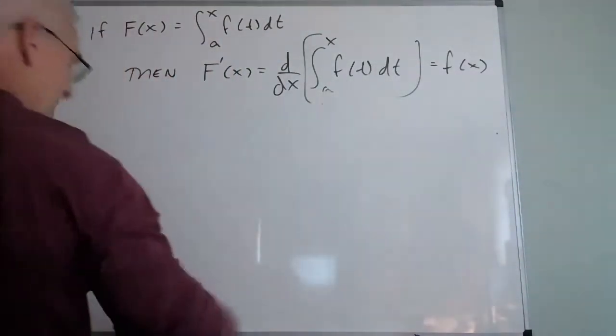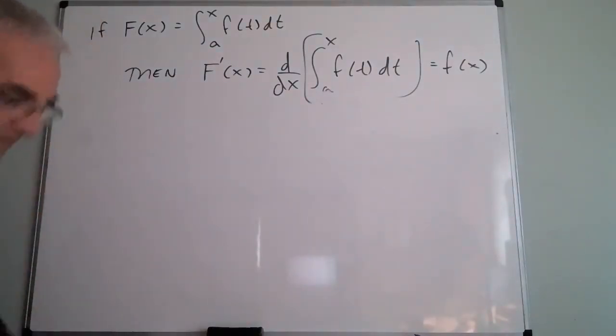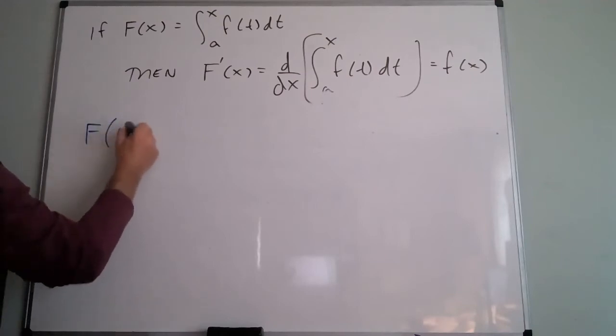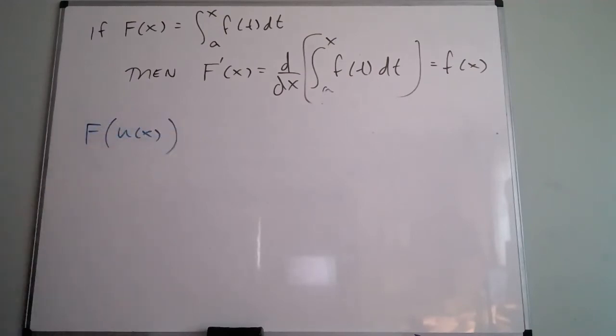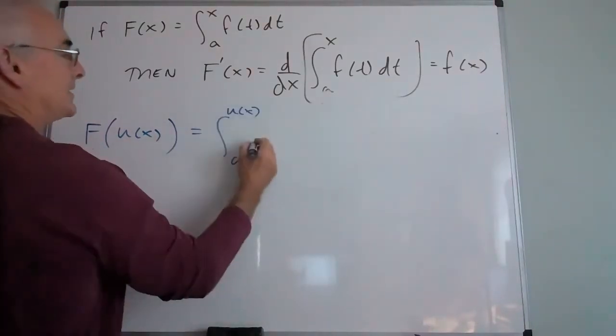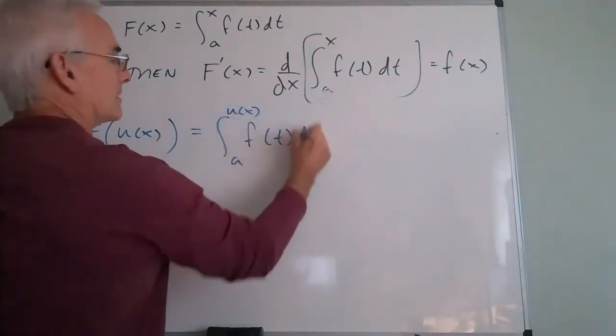Well, if this is the definition of F of x, then what if I have F of u of x? Then wouldn't that be the integral from a to u of x? Everybody see that?